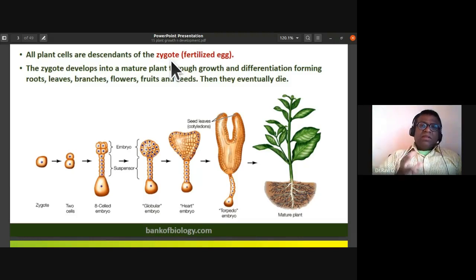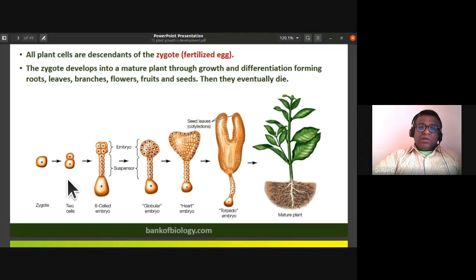That zygote underwent a lot of changes to form the embryo, and that embryo developed to form the plant, in the case of plants, and in human beings an infant, and then that developed into the adult. So if you have to remember your exact date of birth, it is as a zygote. All plant cells are descendants of the zygote or fertilized egg. The zygote develops. We have studied this already.